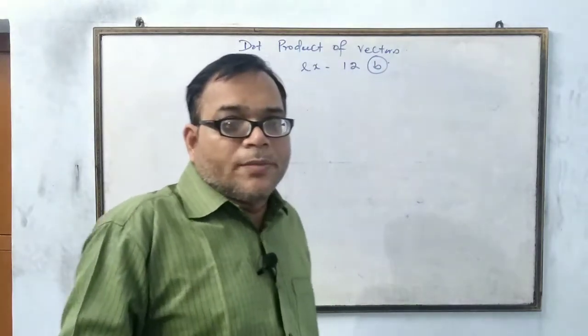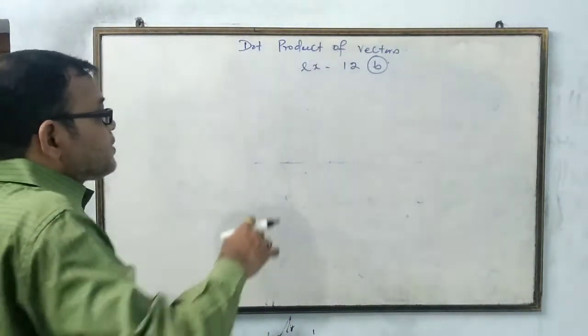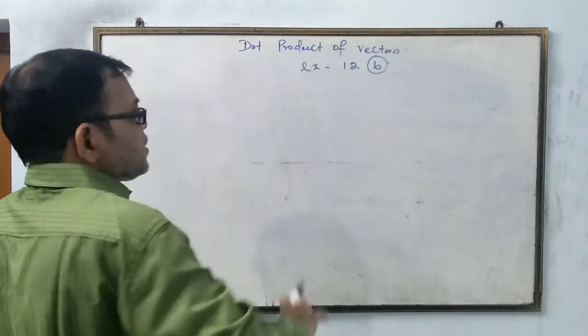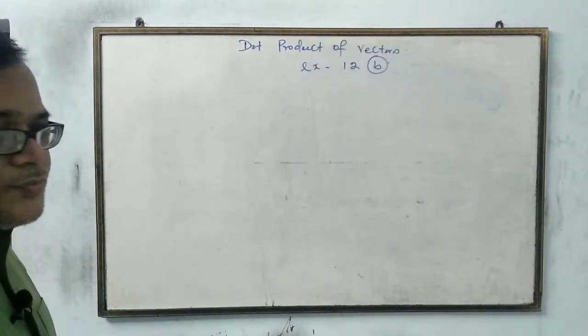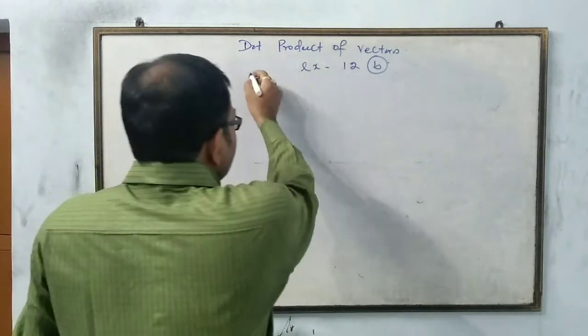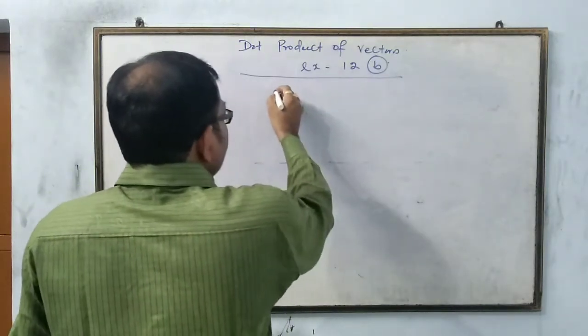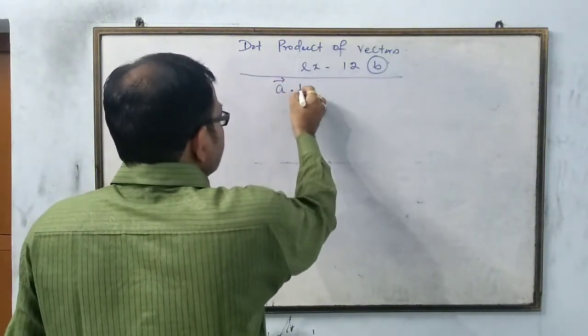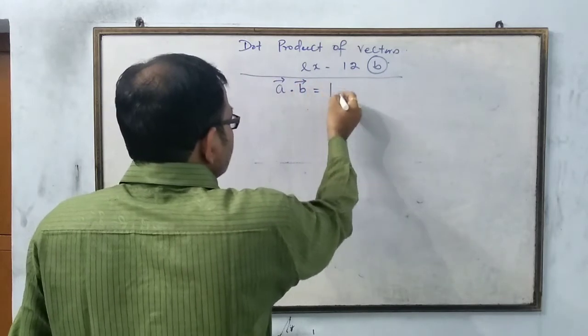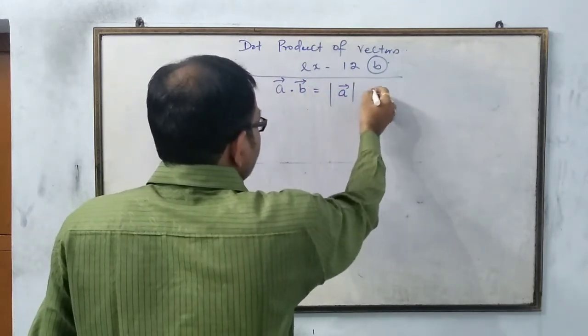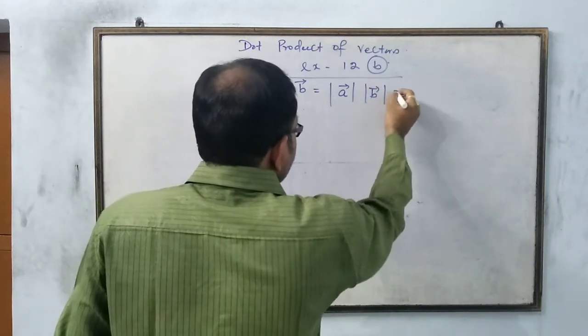Exercise 12b of Elements of Mathematics is on the dot product of vectors. The dot product of two vectors a and b is written as a dot b, which is equal to magnitude of a, magnitude of b into cosine theta.